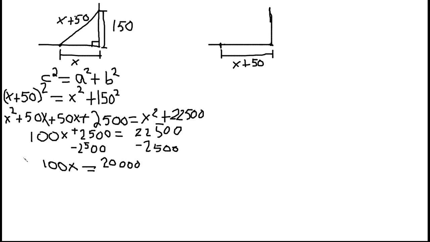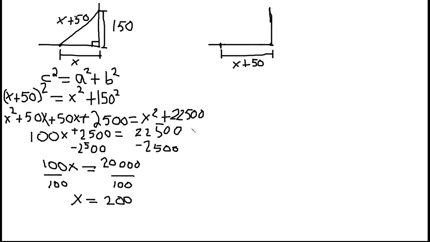So if we divide each side of the equation by 100, we obtain x is equal to 200 centimeters. So x, we know it's the distance between the feet of this man and the wall when he's leaning against the wall.